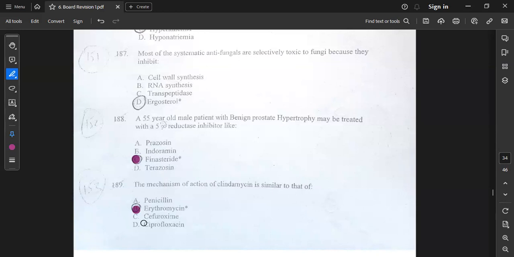Most of the systemic antifungals are selectively toxic to fungi because they inhibit ergosterol, because we know that most of them target the cell membrane, which is made of ergosterol. Yes, transpeptidase is for bacteria.